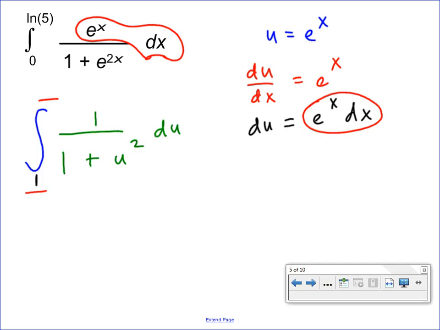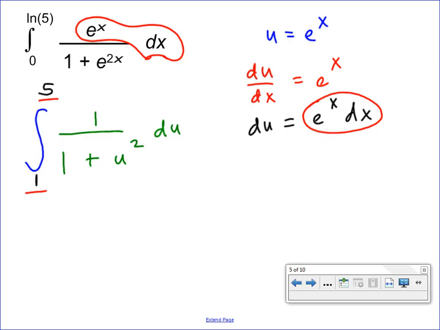When x is ln of 5, what is u? When x is ln 5, u is e to the ln 5, which is 5. Awesome.